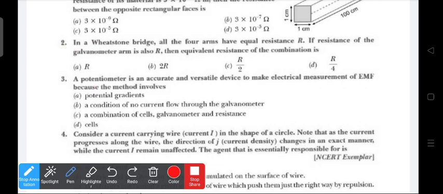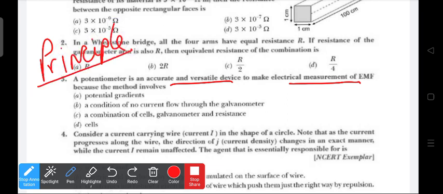Are you getting the point? Coming to question number 3: a potentiometer is an accurate and versatile device to make electrical measurement of EMF because the method involves. Now in these types of questions, you should always remember the principle.